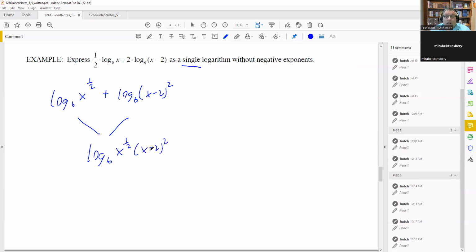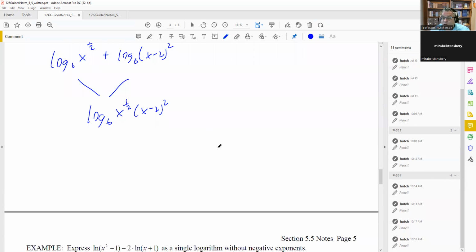Now notice that I don't have log 6 x to the 1/2 and then times a log x minus 2 squared. There's not going to be a log times a log here. The property works to where the 2 logs are going to turn into a single one. So if I have the plus, it'll turn into multiplication, but then there's only 1 log there, not 2. So this right here is going to be your final answer. We're writing that as a single log without negative exponents. And that's it. That's all you would do on that one.